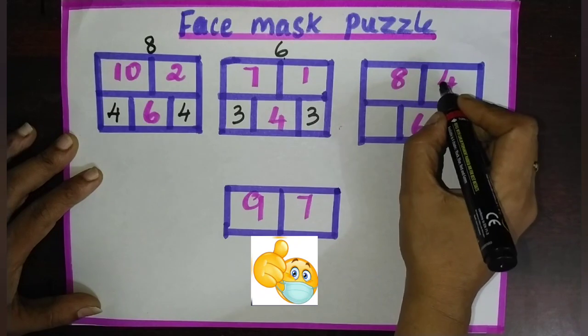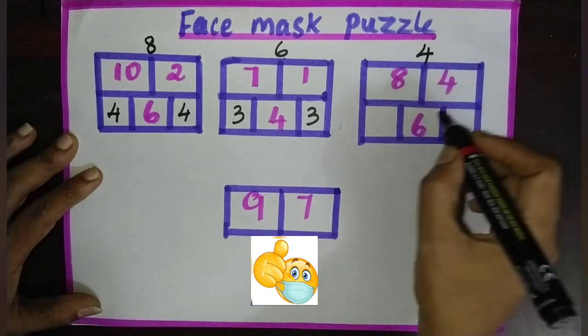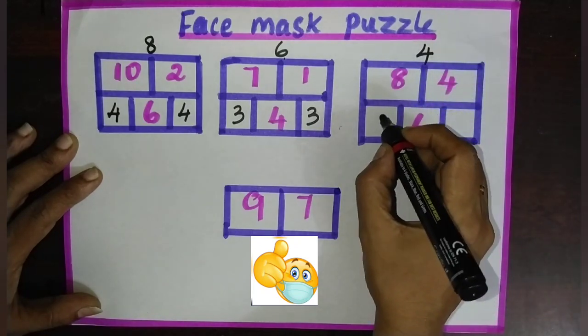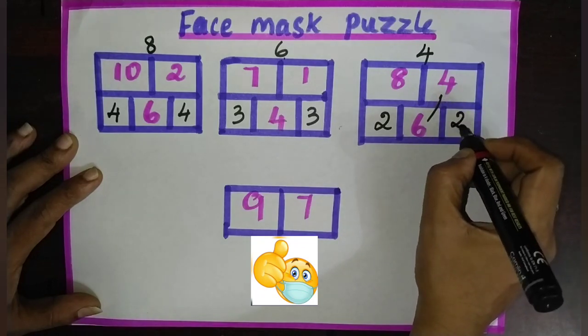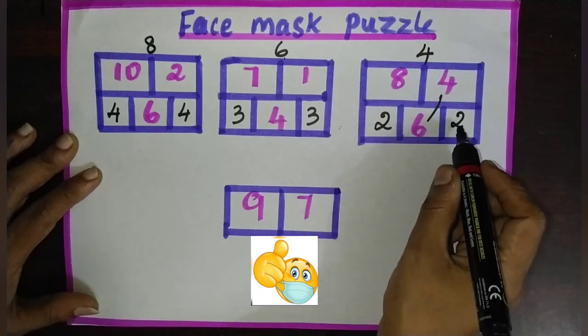Similarly, 8 minus 4 is 4. 8 minus 6 is 2. 6 minus 4 is 2. Half of 4 is 2.